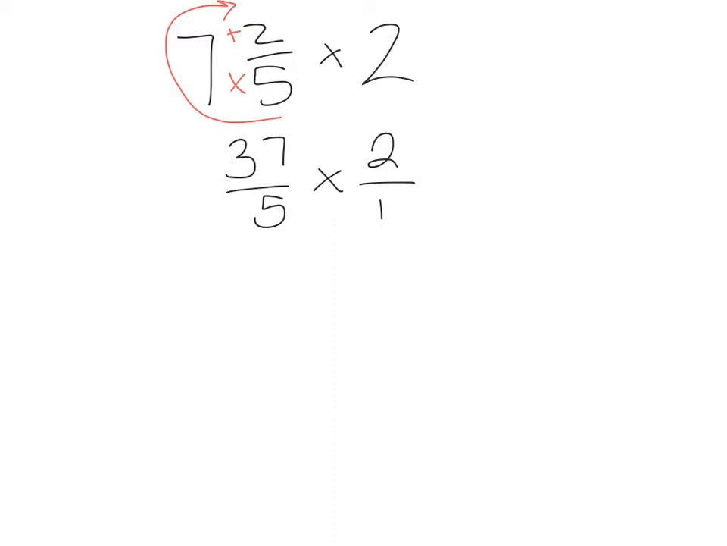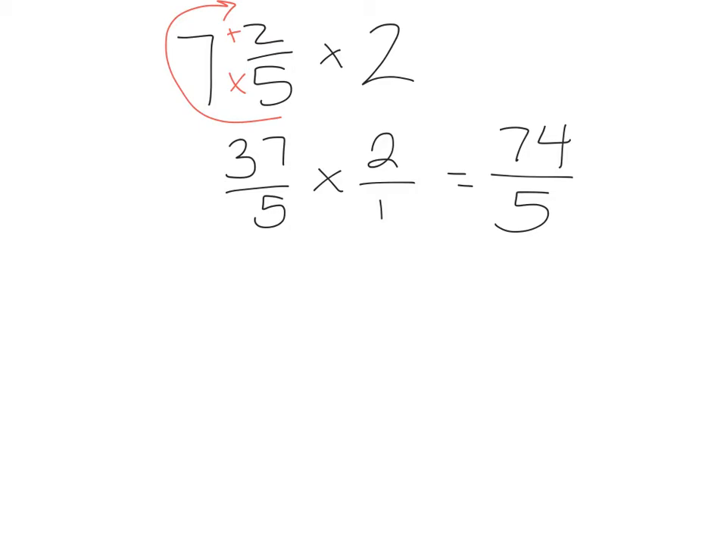The first thing I do is look to see if I can simplify, and unfortunately I cannot within this problem. So I need to do 37 times 2. If a student doesn't know that, they just need to write it out to the side. But 37 times 2 is 74. And then 5 times 1 is 5.